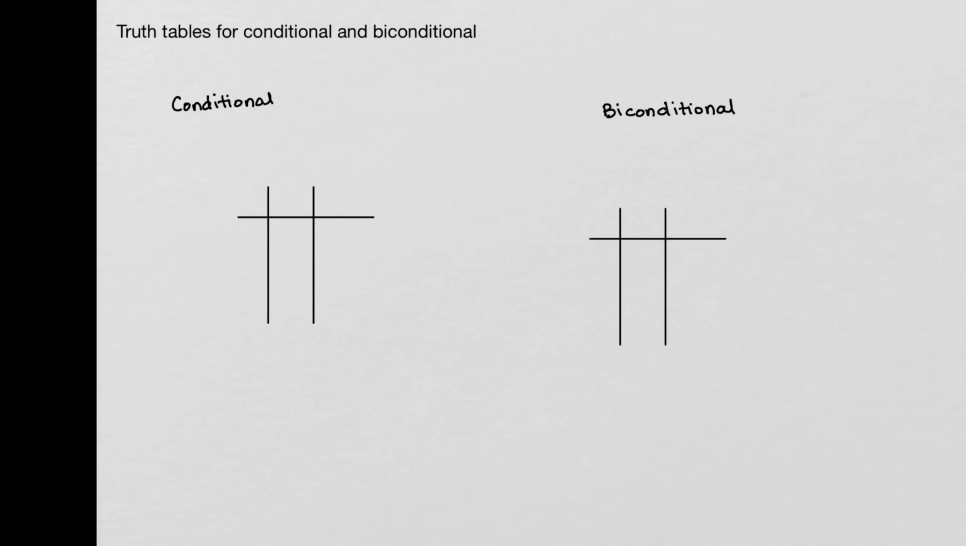In this video, we'll talk about how to create truth tables involving conditional and biconditional statements. So we'll start with conditional, which for most people is the most complicated type of statement to work with. A conditional statement is written like this, and it means if P, then Q.